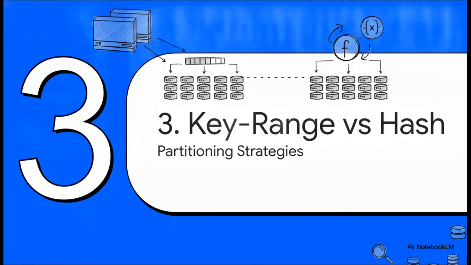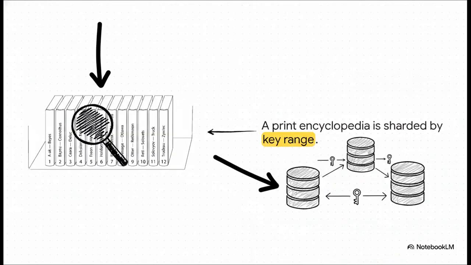Section 3. Key range versus hash sharding. All right, think of an old-school multi-volume print encyclopedia. This is actually the perfect analogy for key range sharding. If you're looking for a word that starts with B, you don't go searching through the whole library, right? You just grab volume 1. In a database, we assign a continuous, alphabetical, or maybe chronological range of partition keys to a specific shard. It sounds super simple. Your data is logically grouped, making it incredibly easy to find contiguous information without jumping all over the place between different servers.